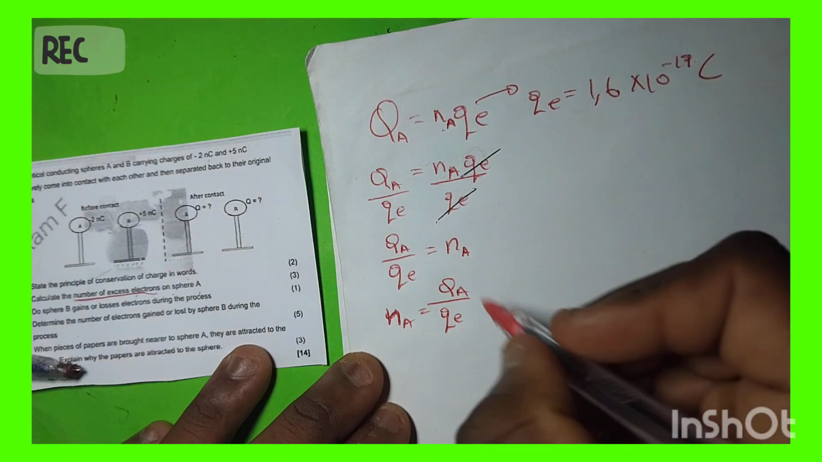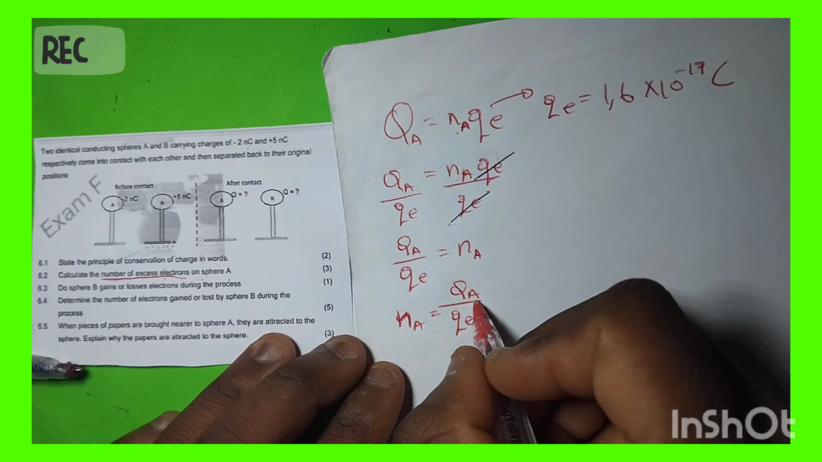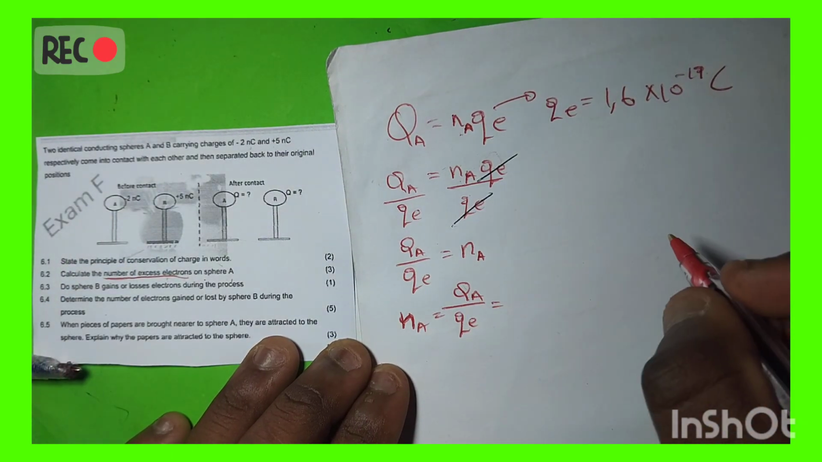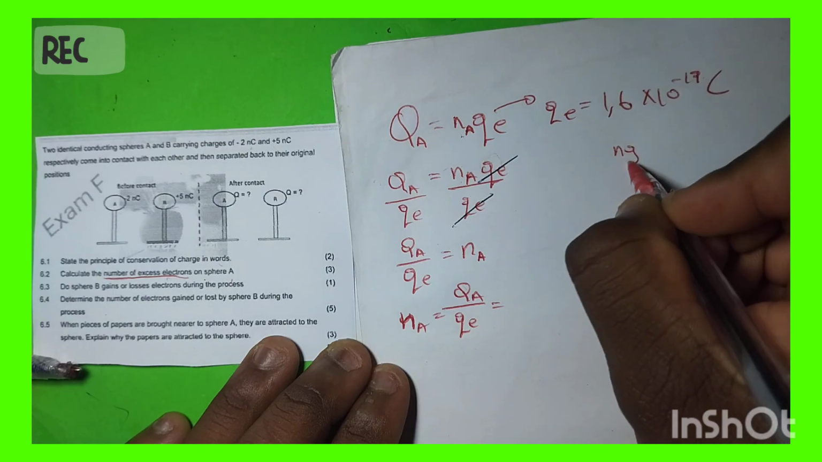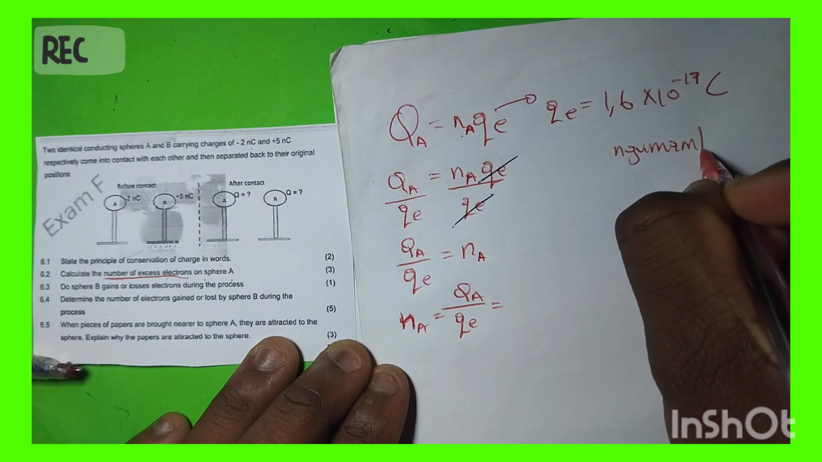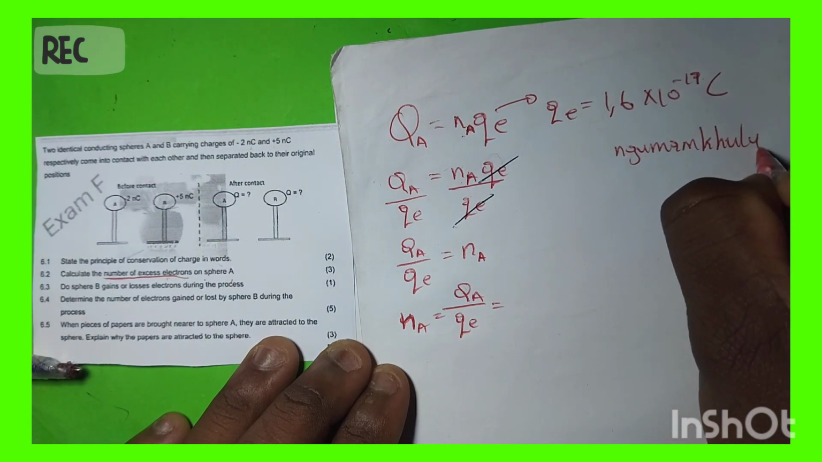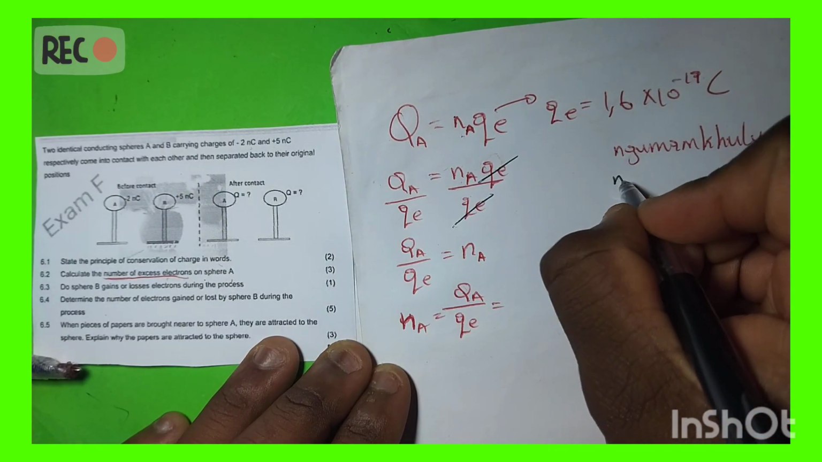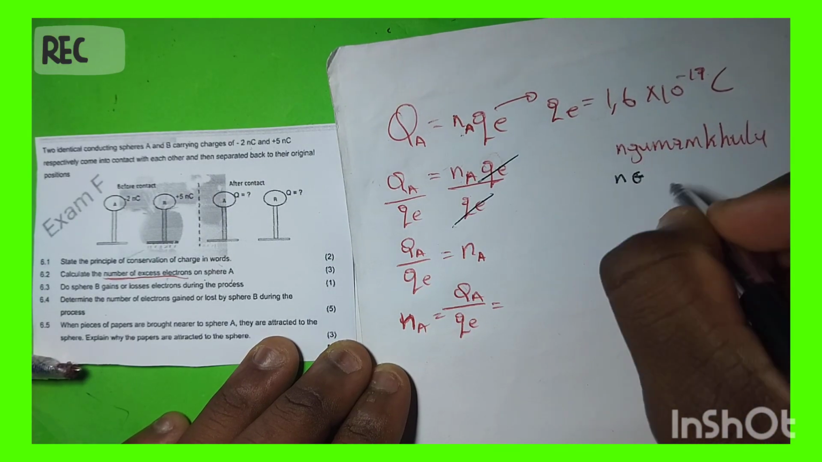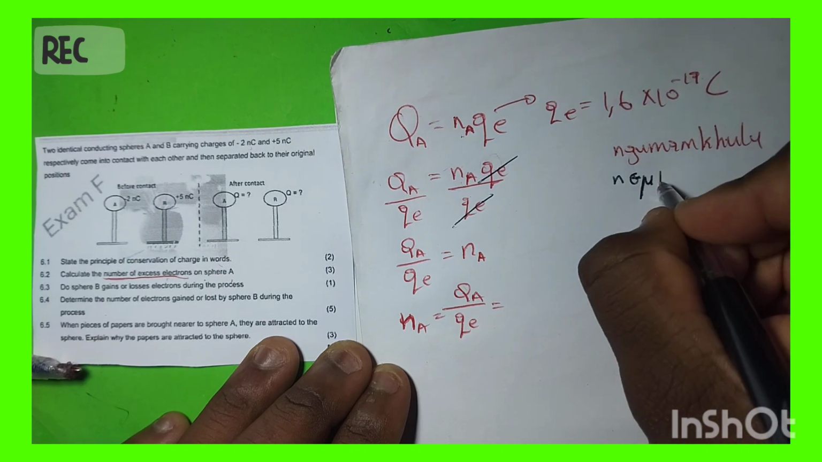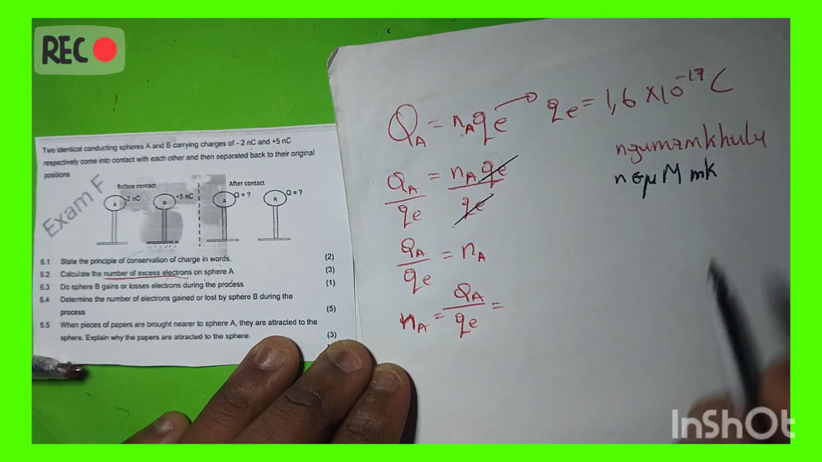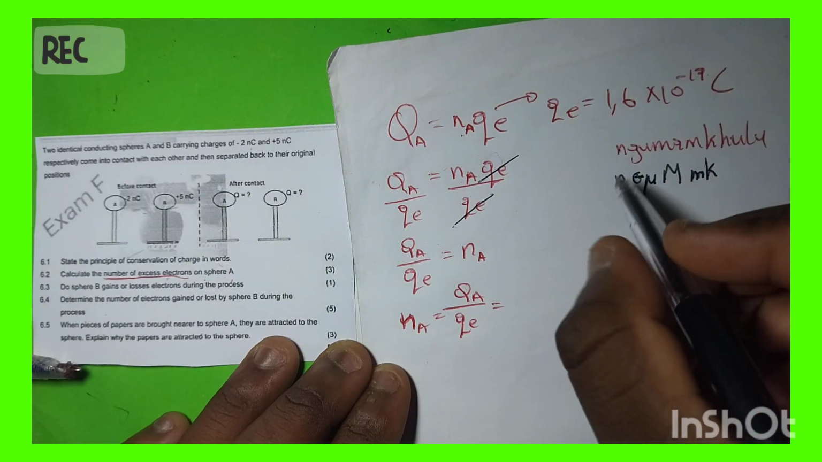So now I can substitute. I know the charge, the charge that I'm given. But remember, guys, I told you something there. From that word, you should understand that here it's nano, and here it's micro. This is how you form those numbers, guys.